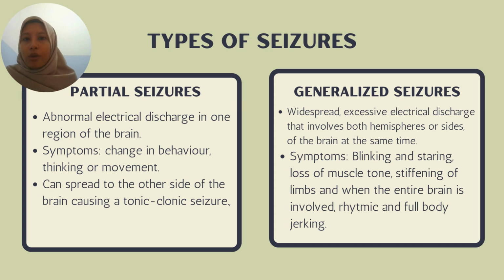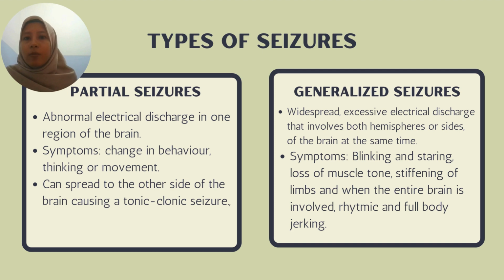There are two types of seizures, which are partial seizures and generalized seizures. Partial seizures are an abnormal electrical discharge in one region of the brain, while generalized seizures are a widespread excessive electrical discharge that involves both hemispheres or sides of the brain at the same time.